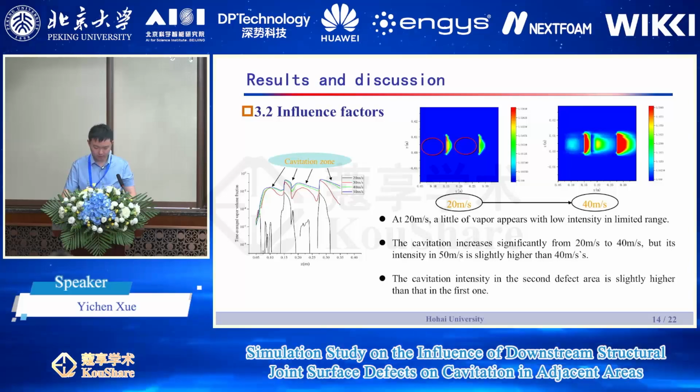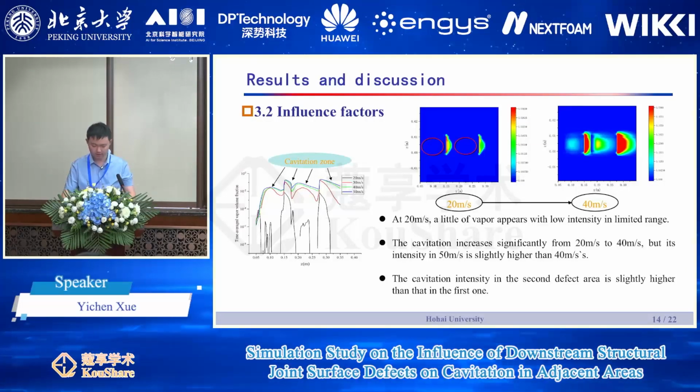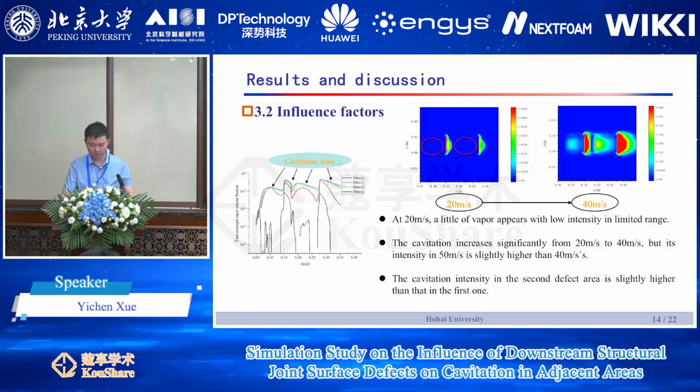But when the flow velocity increases, cavitation begins to appear within the joint. When the flow velocity further increases, the cavitation intensity in the second defect exceeds that at the same position of the first one.